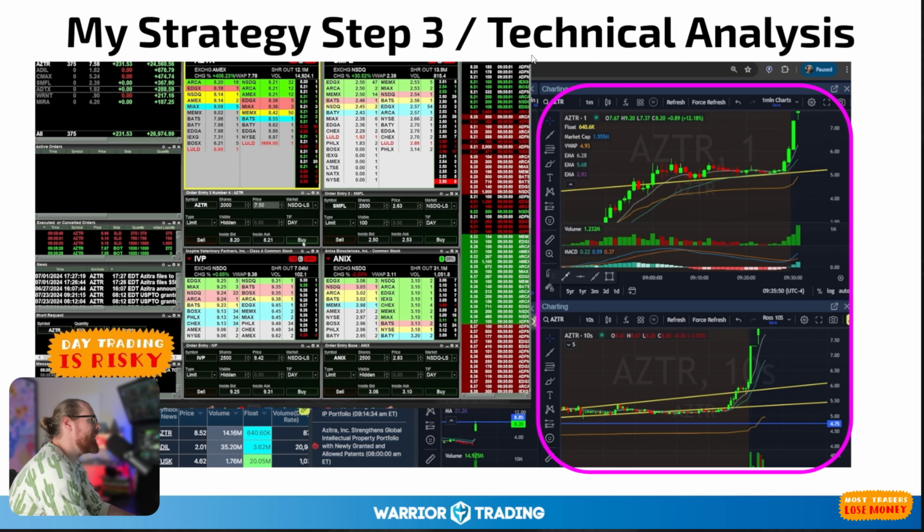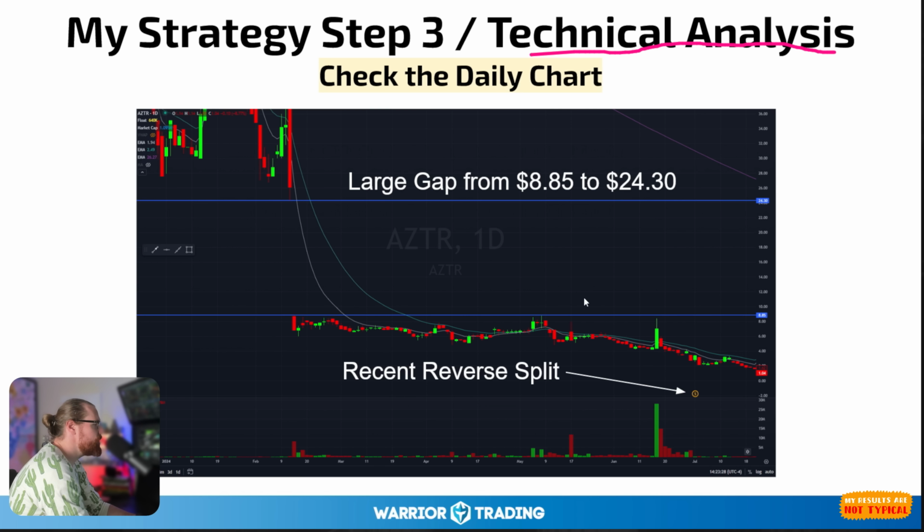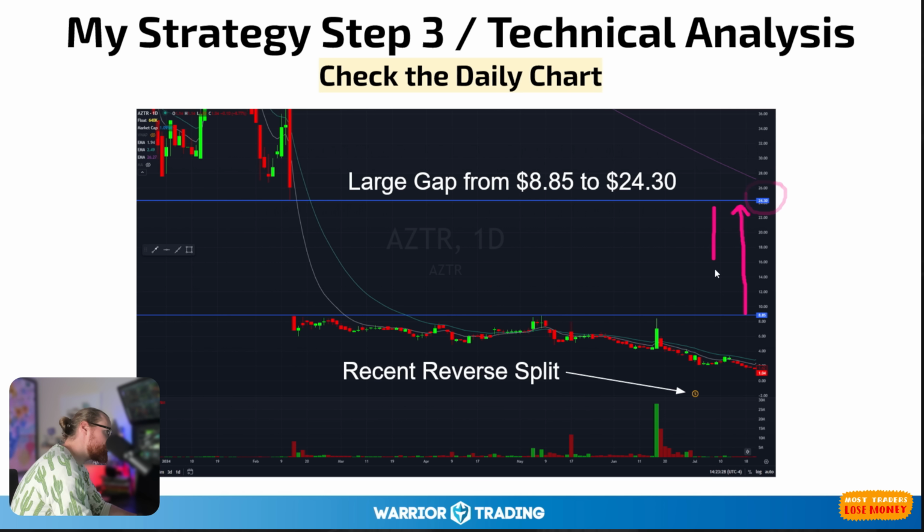So then step 3 is where we get into technical analysis, and this is where we get into analyzing our moving averages. So I always start by analyzing the daily chart. I check the daily chart because I want to look at the big picture. And so in the case of AZTR, this stock, which will be our case study from Tuesday, I noticed that we had a large gap. The gap was from $8.85, which was the high of this day back here, and that went all the way to the low of this day right here, which was $24.30. So we had a huge gap on the daily chart. A gap represents an area where there is no resistance.